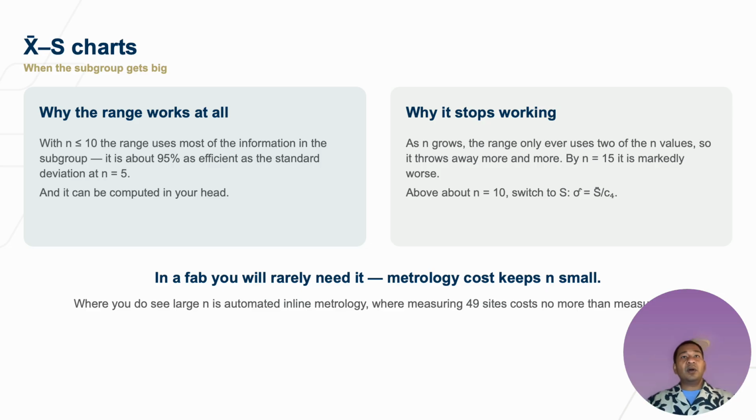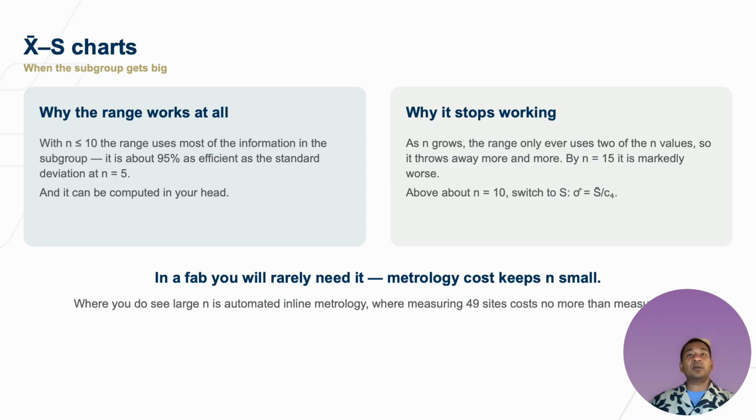A short note on X bar and S charts. Why does the range work at all? Because within the small subgroups, it uses most of the information. At n equals 5, the range is about 95% as efficient as standard deviation. You give up 5% and gain the ability to compute it in your head.